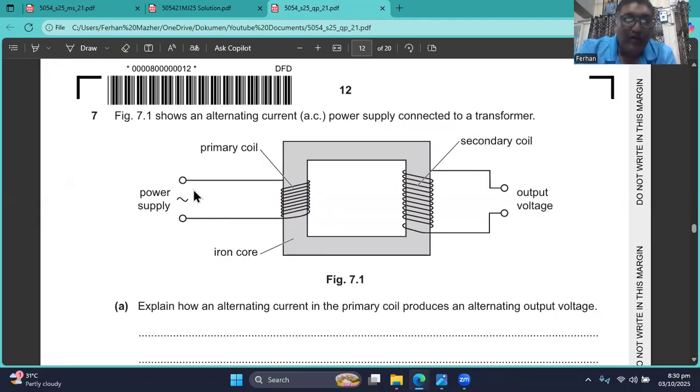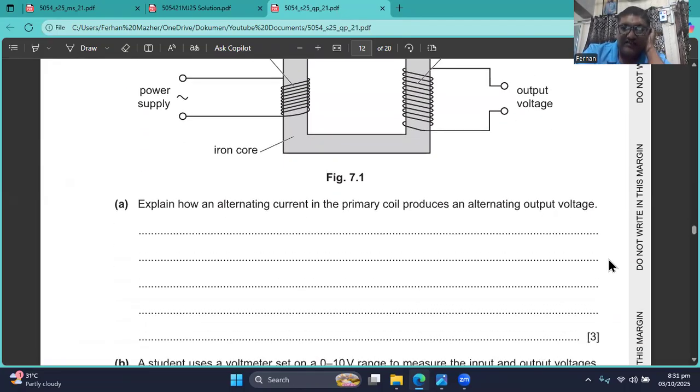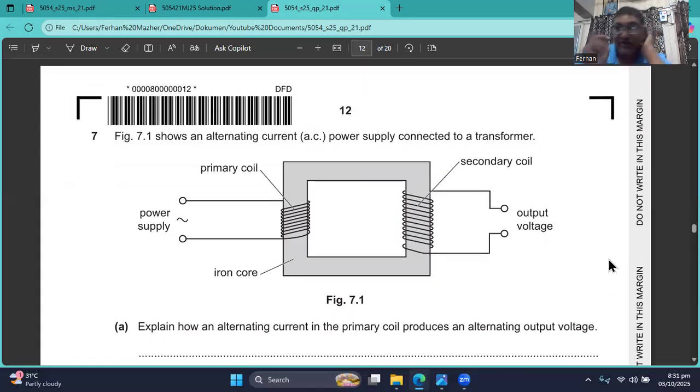In the primary coil, you provide the alternating current, and in the secondary coil, alternating current is automatically induced. Alternating EMF is induced. This is question number 7, part A. It's a 3-mark part. Explain how an alternating current in the primary coil produces an alternating voltage. So it's a 3-mark question. Try to understand this. It is very important and a very famous question.